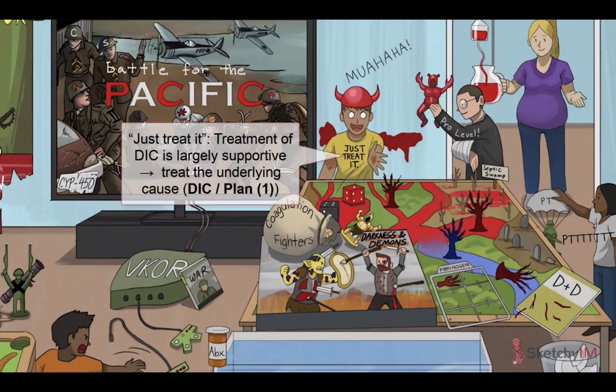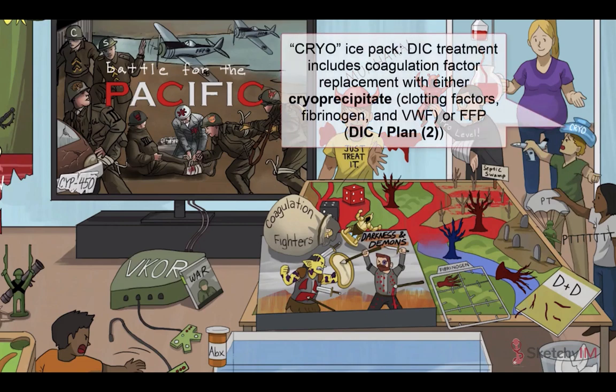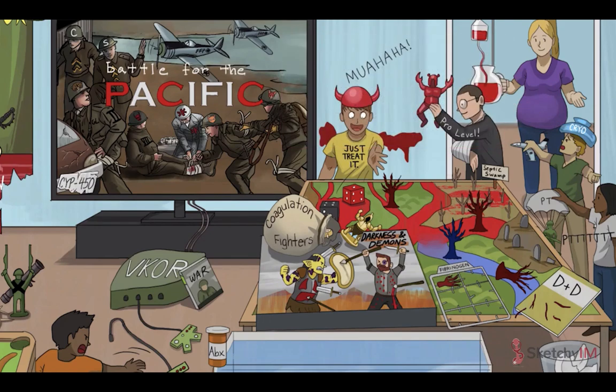DIC is a pretty nasty beast, and the treatment is largely supportive. The first and most important step in treating DIC is treating the underlying condition. This is really the only way to stop the ongoing coagulation and hemorrhage. Just treat it. You can further support these patients by replacing some of the consumed coagulation components. Cryoprecipitate, which contains fibrinogen, clotting factors, and von Willebrand factor, is useful in DIC patients with serious bleeding and low fibrinogen levels. Just think of this cryo ice pack here cooling down the situation.